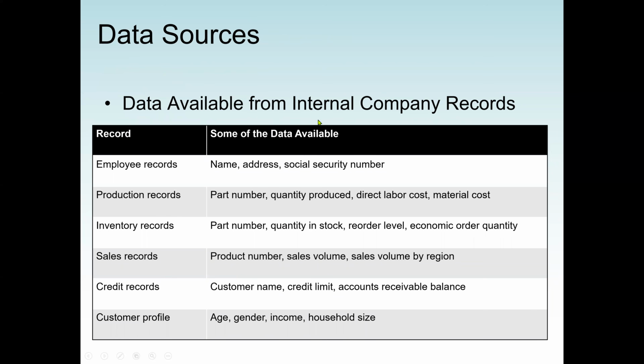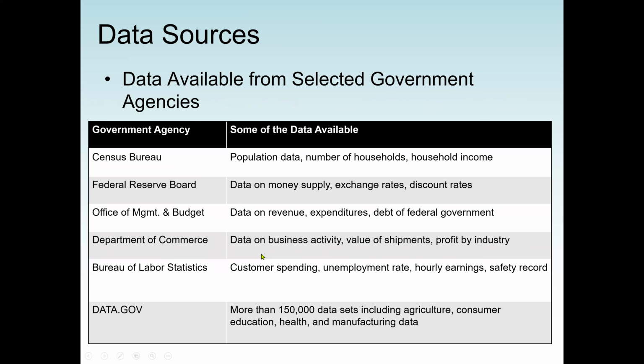So data available from internal company records can be employee records, production records if the company is manufacturing products, inventory records, sales records, credit records for customers, and of course customer profiles. These can be different types of data from a company's operation.